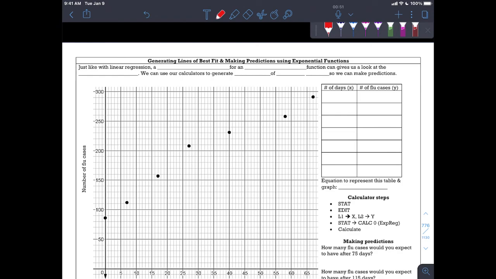Just like a linear regression, a line of best fit for an exponential function can give us a look at the relationship. We can use our calculators to generate lines of best fit so we can make predictions. All right.